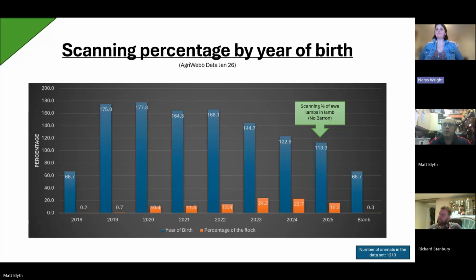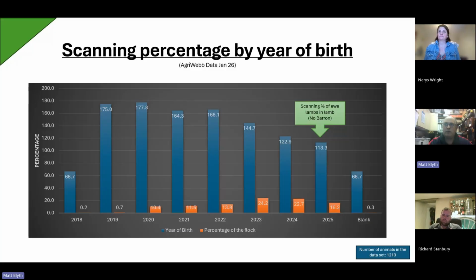Matt, do you want to talk us through that? So now we've got the scanning percentage by the year of age. We can see the ewe lambs, the 2025 born ones, did 113%. We know there's no barreners in there because we stripped all those out. So you could say that figure is skewed slightly because we've got no barreners in there, but we just wanted to know what the ones have done in lamb.